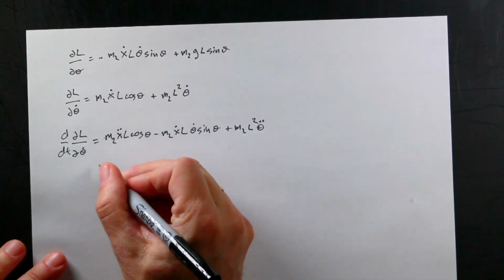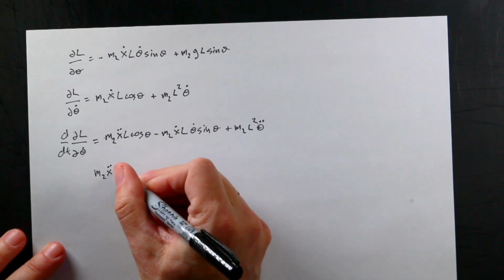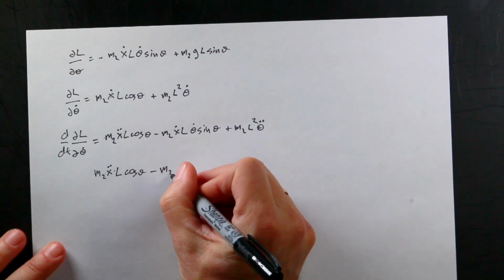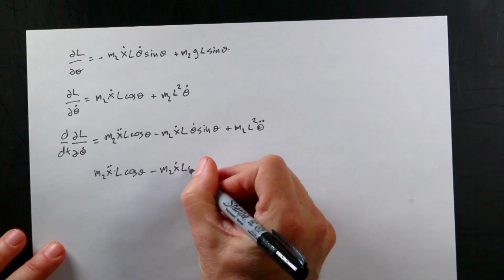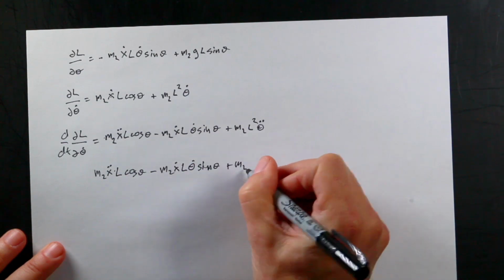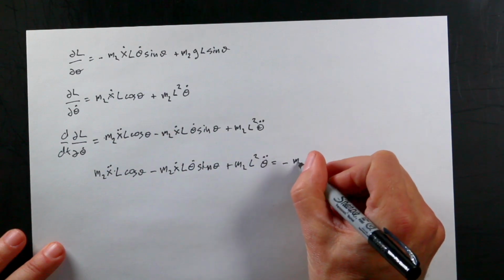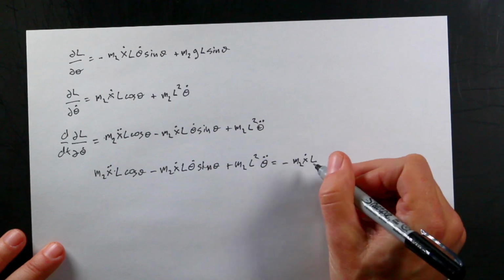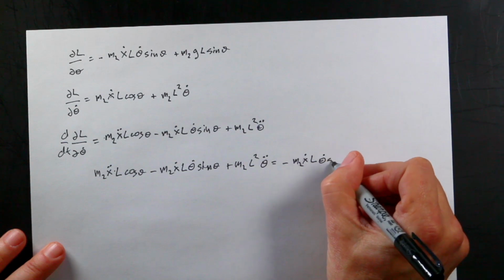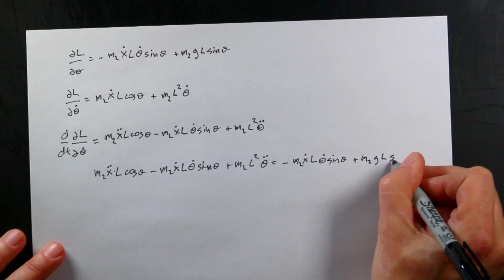Okay, so I get m2 x double dot L cosine theta minus m2 x dot L theta dot sine theta plus m2 L squared theta double dot equals negative m2 x dot L theta dot sine theta plus m2 G L sine theta.